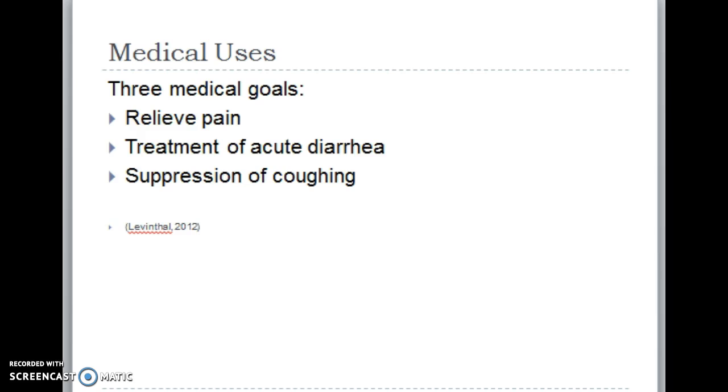Medical uses. There are medical uses for any of the substances that we've talked about. Relieving pain: any opioid can reduce pain, so people who are in severe chronic pain, or terminal cancer patients, can be prescribed some of these substances. Treatment of acute diarrhea, because one of the side effects is constipation. And suppression of coughing. For example, somebody who has pneumonia might be prescribed codeine as a way of dealing with the coughing.